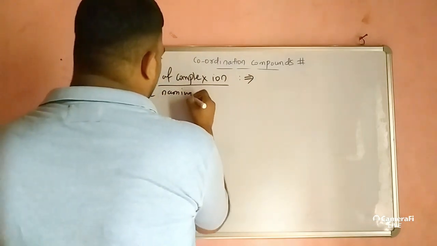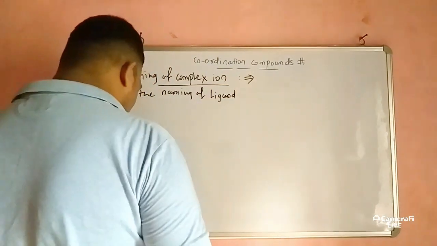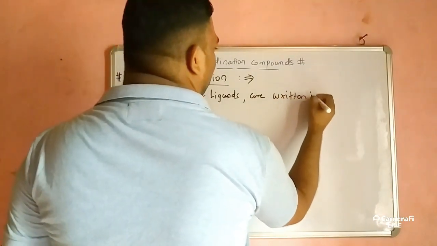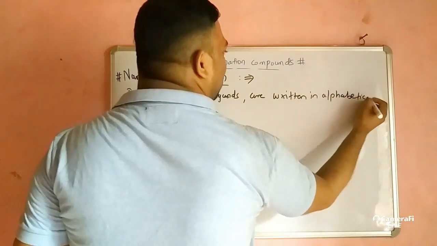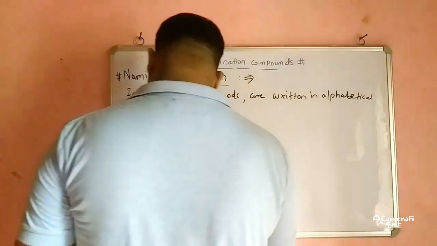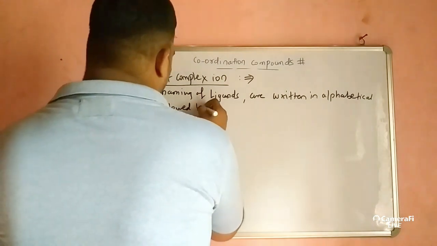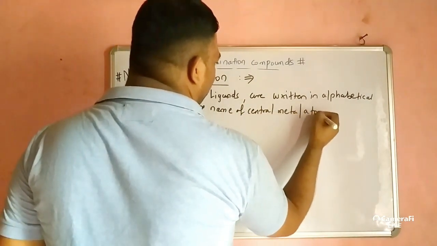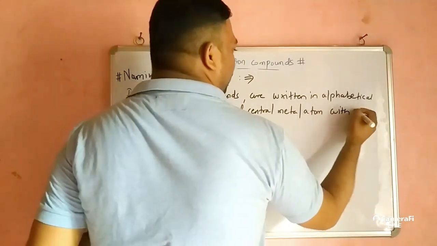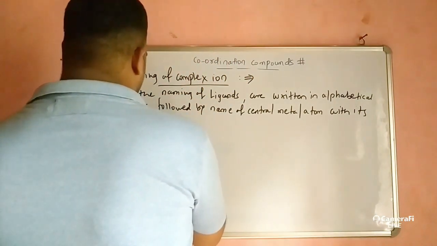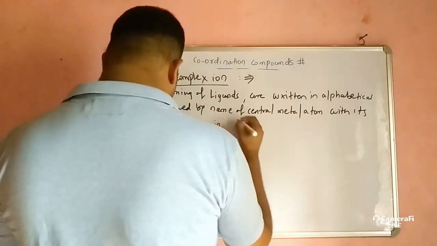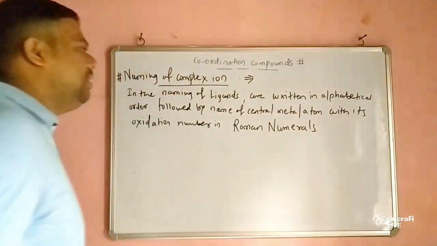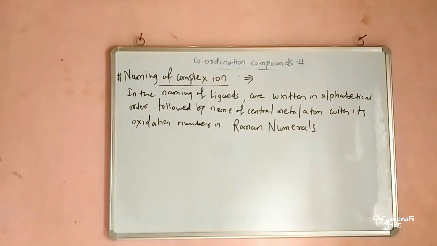In the naming of ligands, ligands are written in alphabetical order followed by the name of the central metal atom with its oxidation number in Roman numerals. It is very much important. Okay, in Roman numerals.